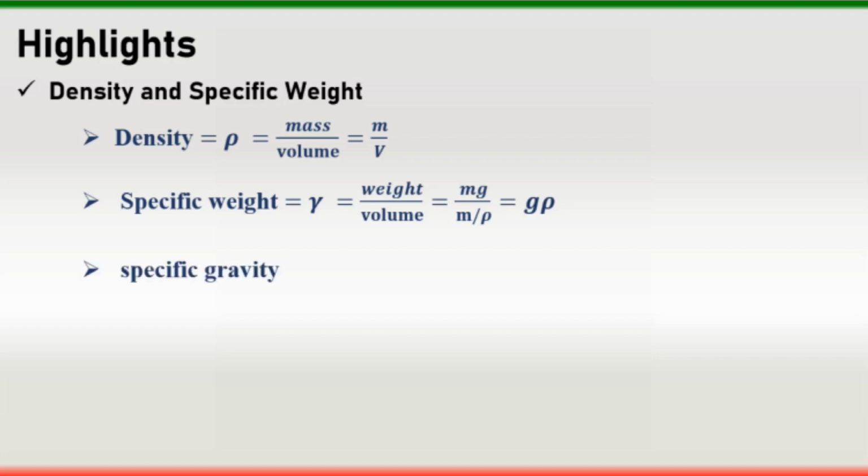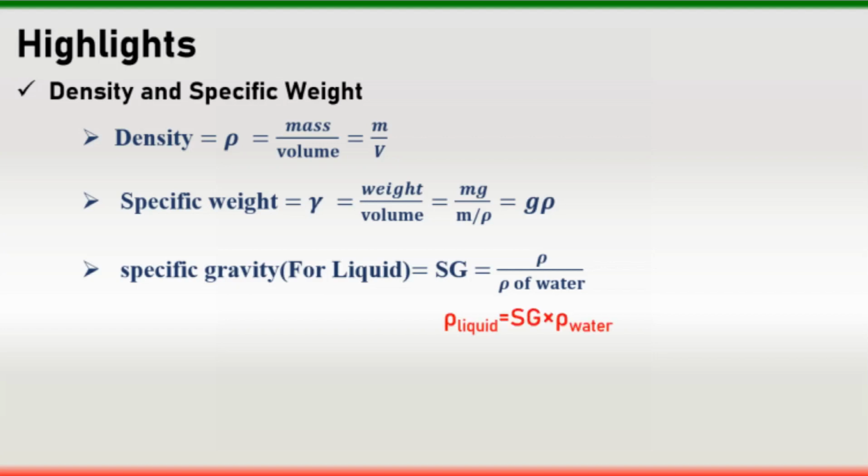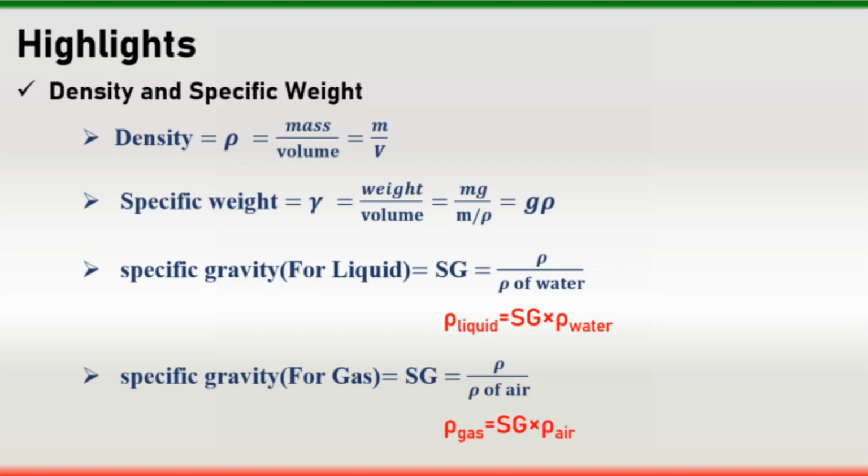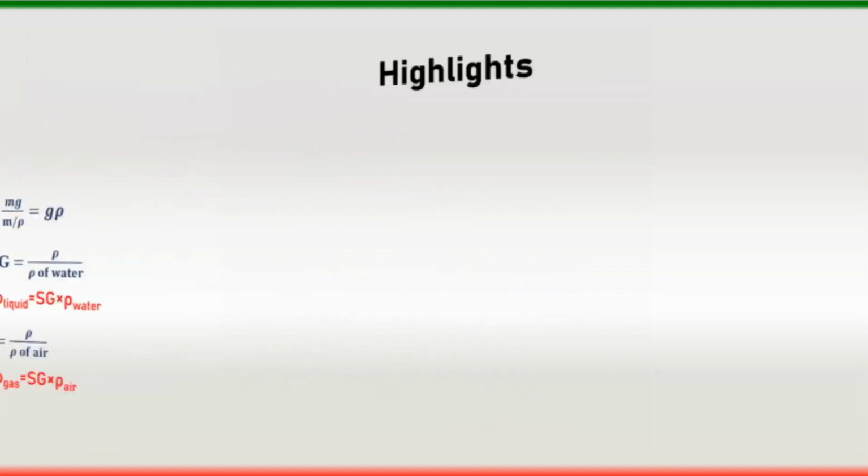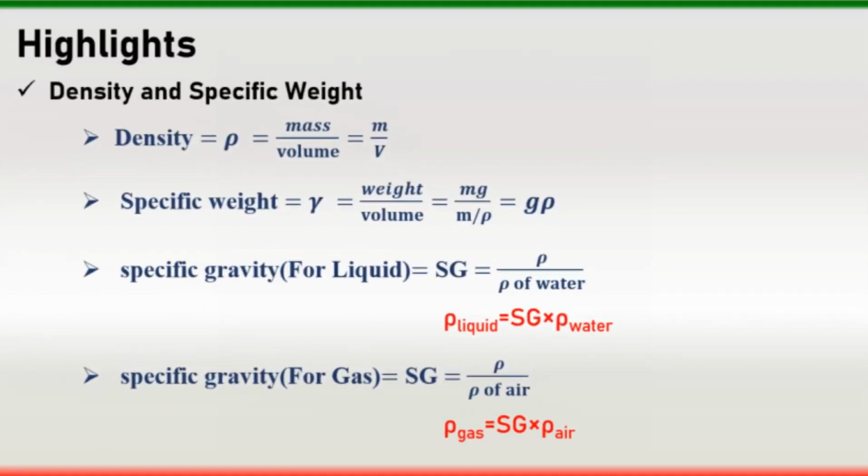Next, specific gravity. Specific gravity compares how dense a liquid is to water or air. The formula of specific gravity is the density of a substance, gas or liquid, divided by the density of water or air. These concepts are important in science and engineering to understand and describe different materials and fluids. They help us figure out how things behave and interact in the world around us.